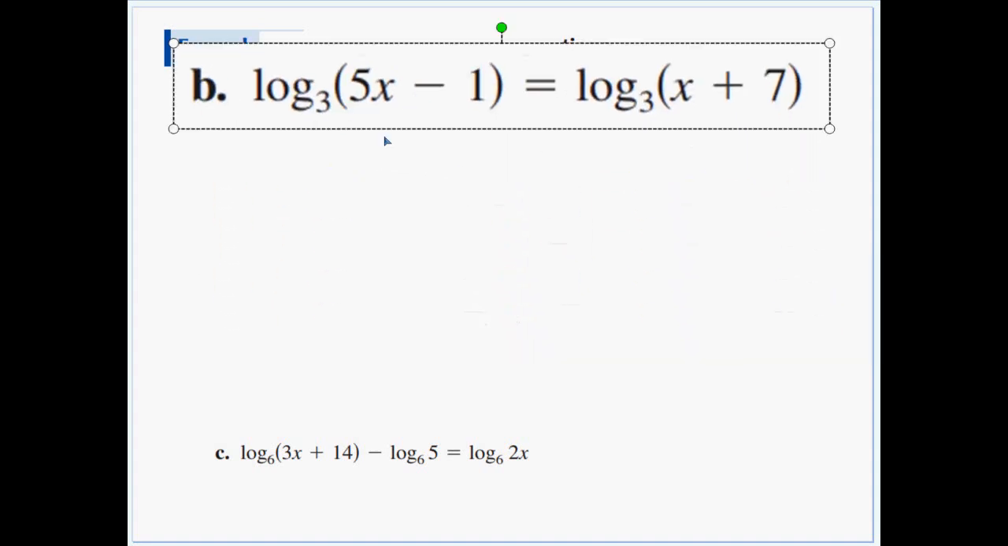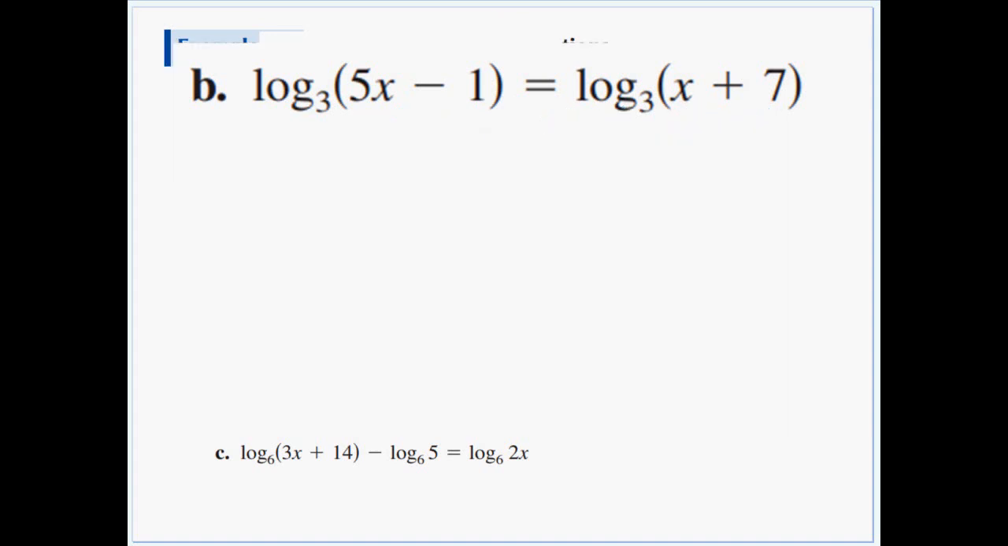Okay, looking at this one. Log base 3 of this equals log base 3 of that. So this is a one-to-one property. We can set this equal to that. 5x minus 1 is equal to x plus 7.